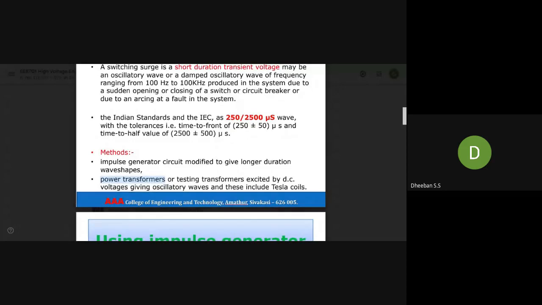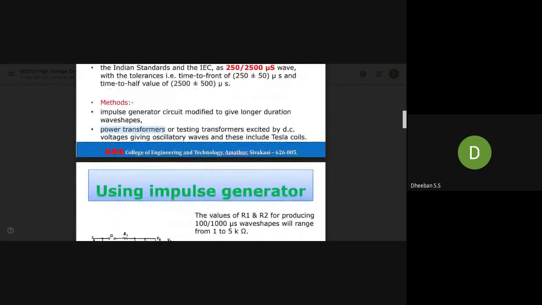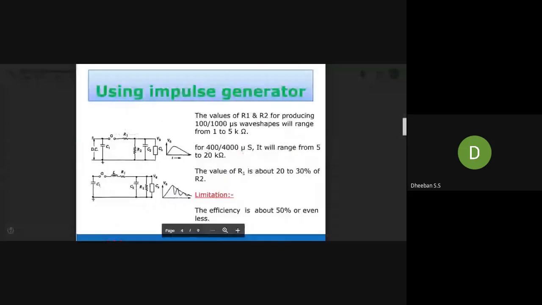Generally, in the power transformers, during the time of switching, at the substation you can see the CT and PTs. There will be a current transformer as well as a potential transformer. While switching through the circuit breakers, there you can see the switching surge. While I'm showing the video, you might get a clear idea. Here they have shown how, using the impulse generator, you can create the switching surge.